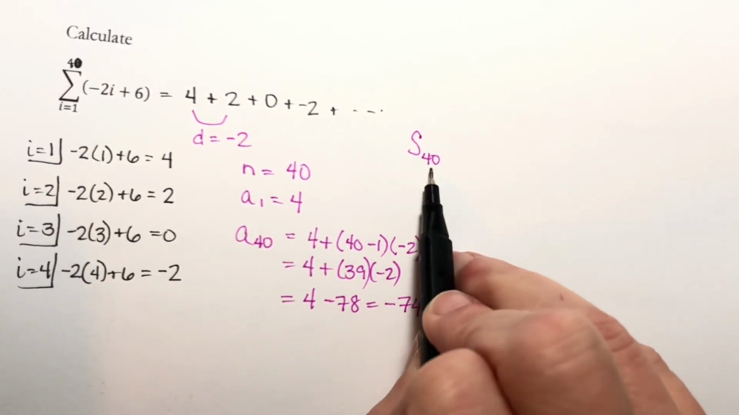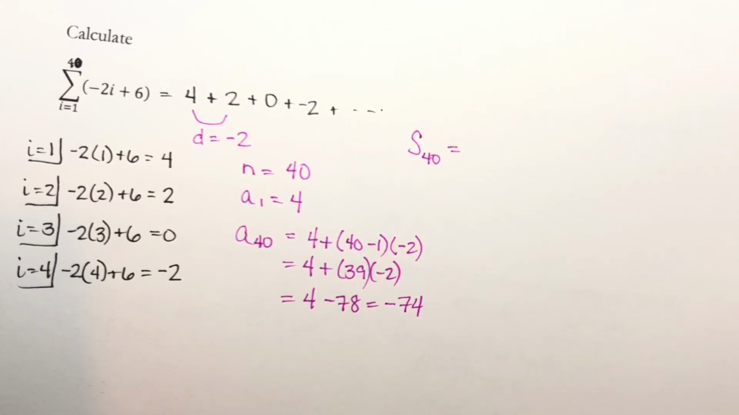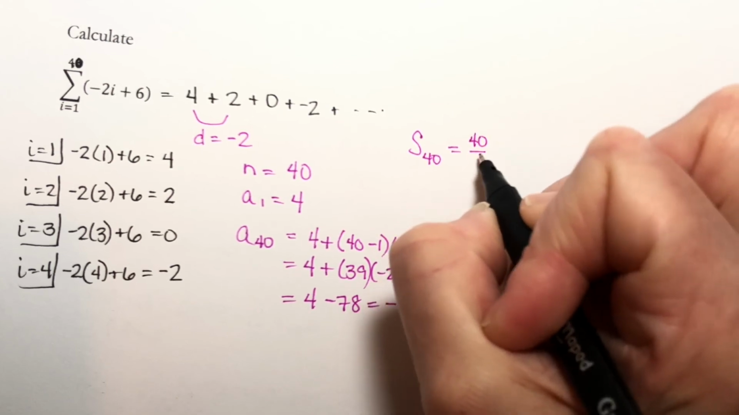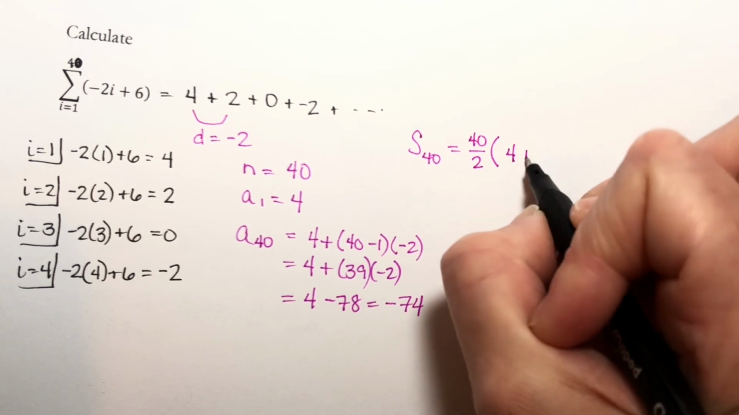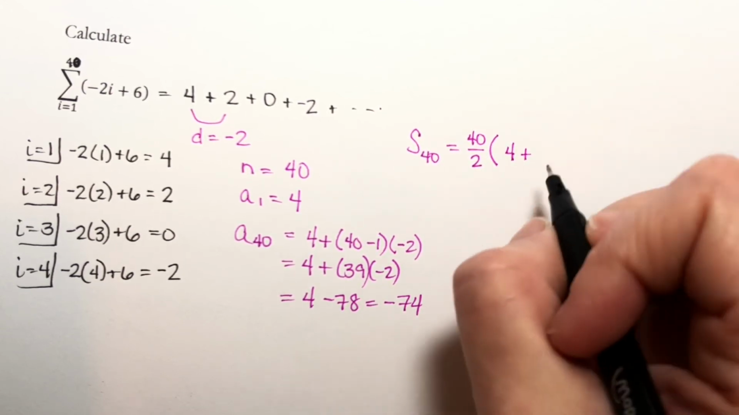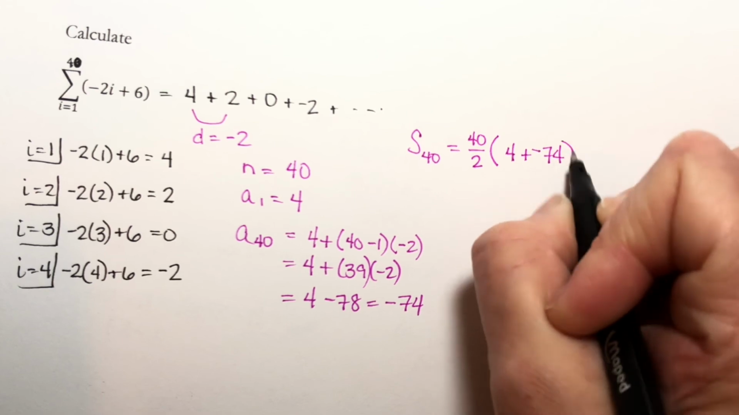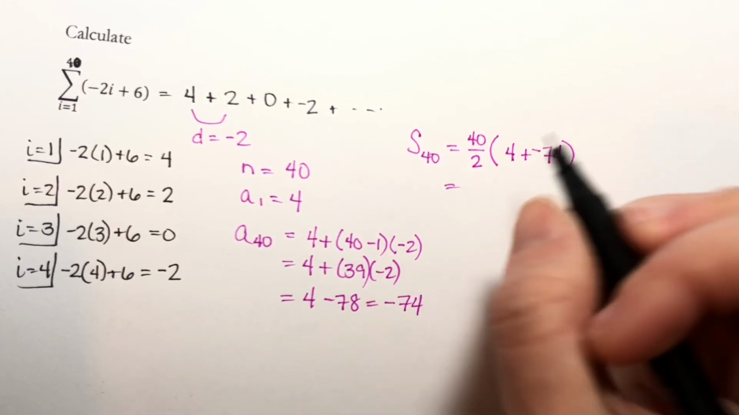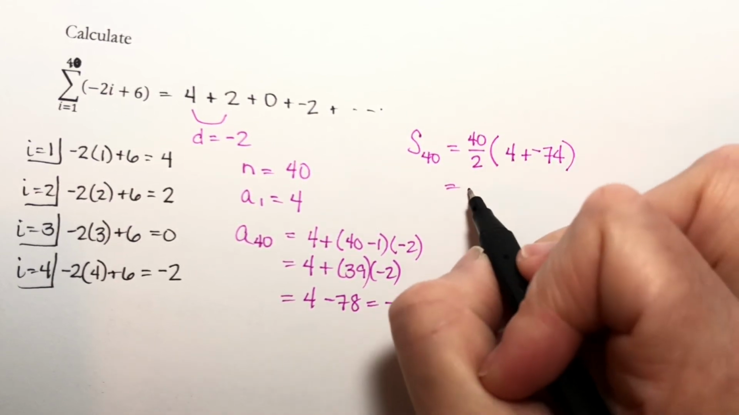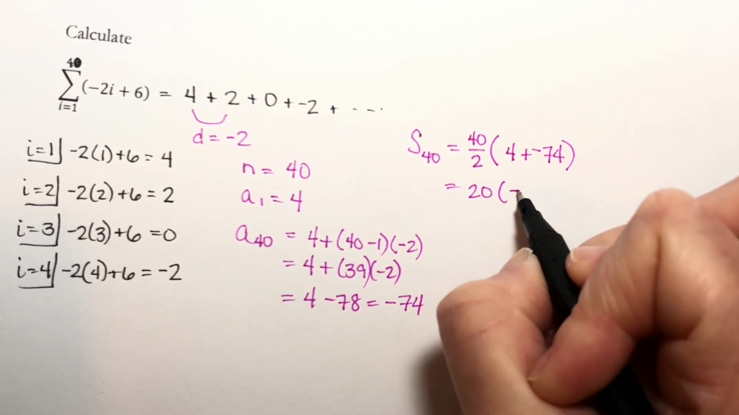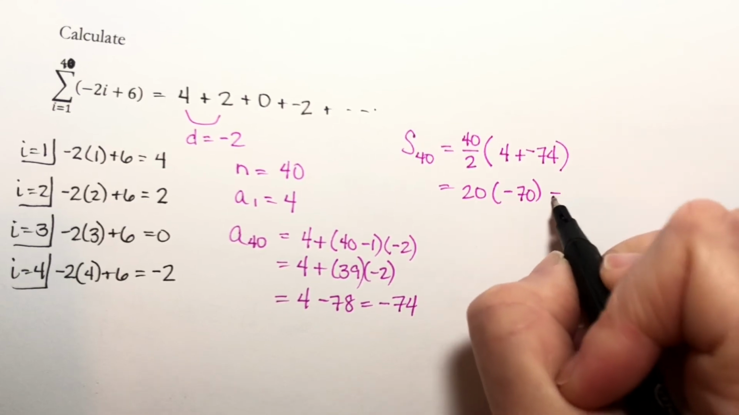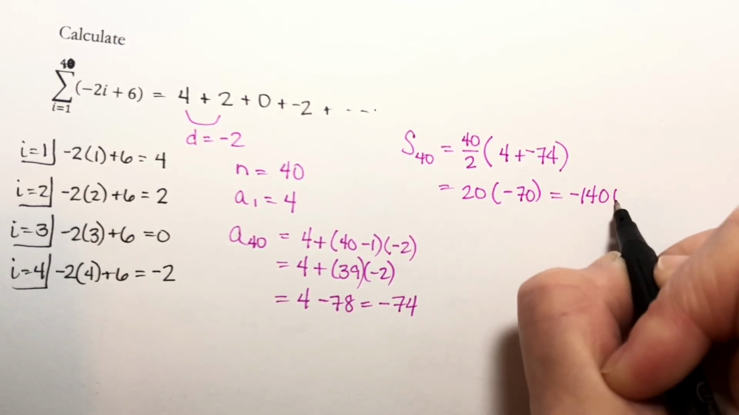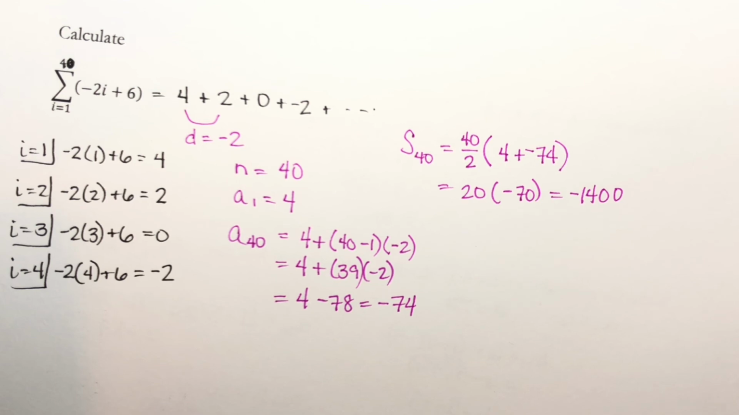So the sum of the first 40 terms is n divided by 2, 40 divided by 2, times your first term plus your 40th term. Okay, so this one divides out evenly. So I have 20 times, this is going to be negative 70. 20 times negative 70 is negative 1400. And that will be your final answer.